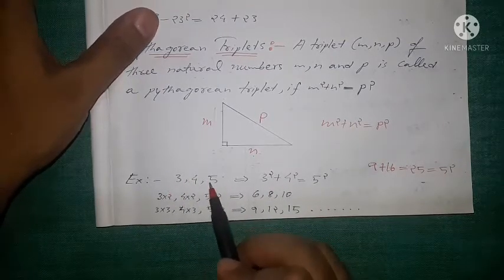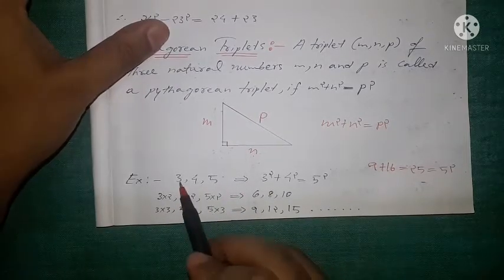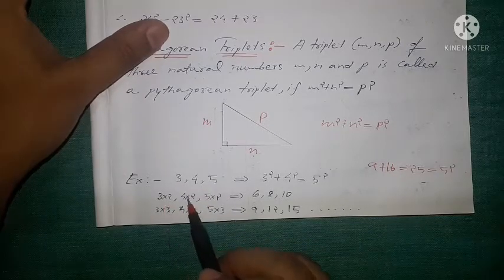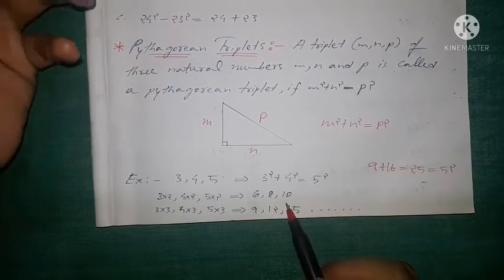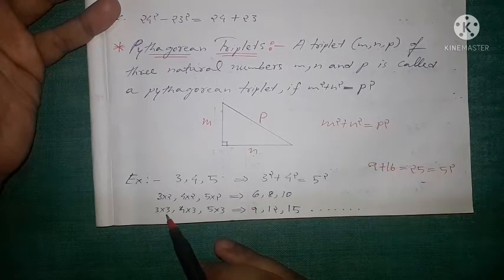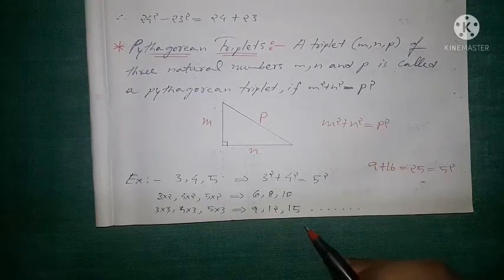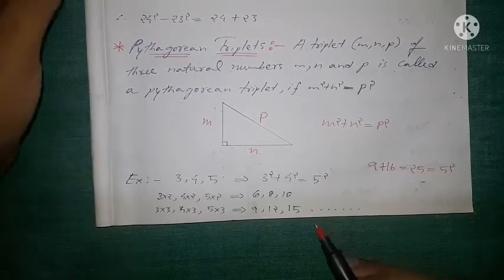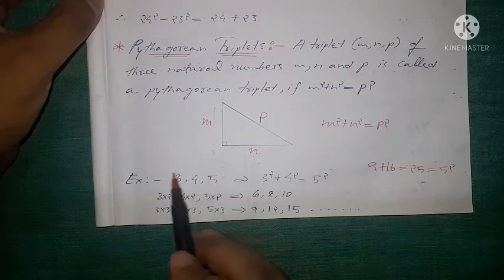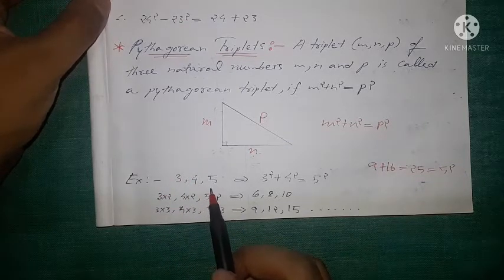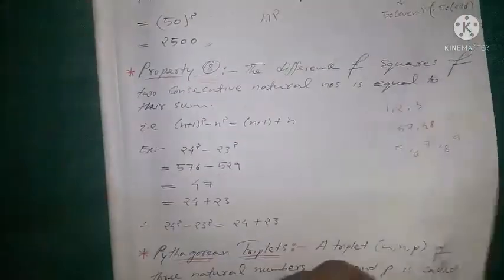So using this common Pythagorean triplet, we can construct some other triplets. Like if you multiply each of these numbers with 2, it becomes 3 into 2, 4 into 2, 5 into 2, it becomes 6, 8, 10, which is another Pythagorean triplet. Similarly, we can multiply with 3, that is 3 into 3, 4 into 3, 5 into 3, it becomes 9, 12, 15, which is another Pythagorean triplet. Similarly, we can go on multiplying with 4, 5, 6, 7, so it will continue in this manner. So this is the most common Pythagorean triplet, 3, 4, 5, and using this we can construct other Pythagorean triplets also.